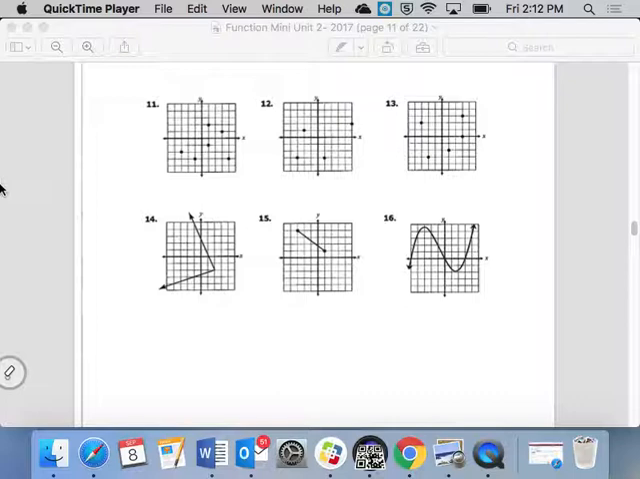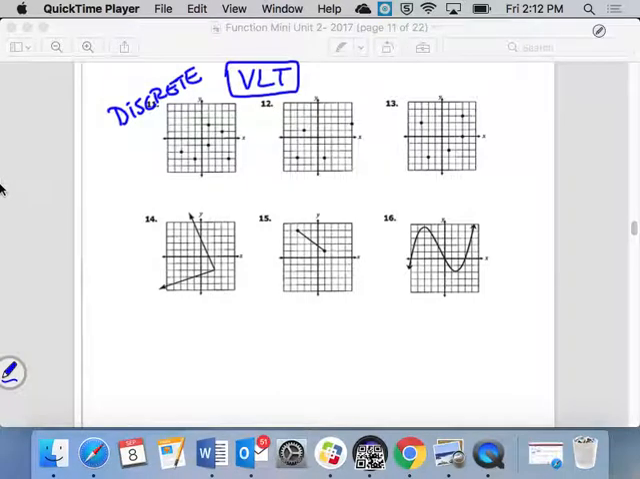So first up, I have this discrete graph, meaning it's just comprised of points that have not been connected. This illustration is going to show you how to use the vertical line test. If I have a pair of points that can be connected to create a vertical line, then this is not a function. So number 11 is not a function.